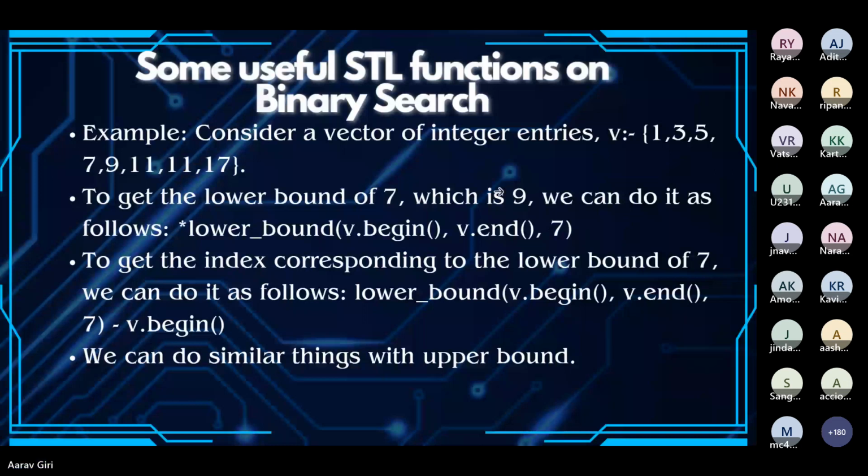But if you want the index, what we need to do? We need to do lower_bound(v.begin(), v.end(), 7), the value we want, minus v.begin(). We can do similar things with upper bound also. Upper bound of 7, in that case, it will give you the value 9. If we do star of upper_bound(v.begin(), v.end(), 7), we will get 9. I will make a correction to this later.